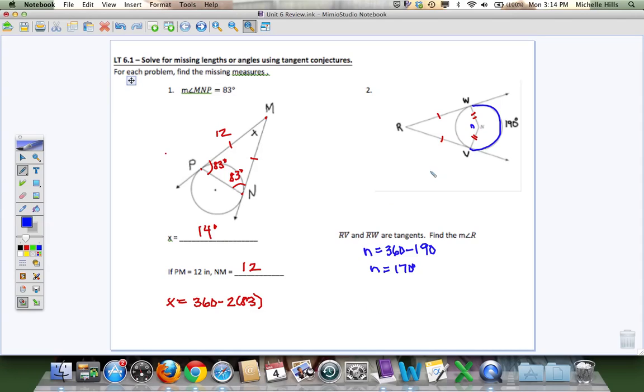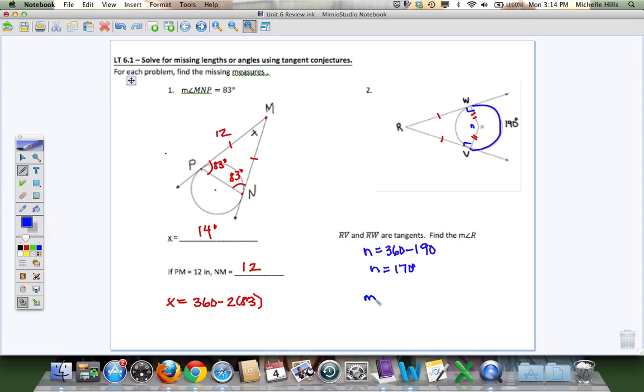Now, once I know that, I can start working on how I'm going to find the measure of angle R. Because these are tangents, I know that these are 90-degree angles. And I just showed the work for, first of all, I labeled this so I knew what I was finding. I said, I'm going to find the measure of n here, so lowercase n, and here's how I'm going to find it, and here's what I got.